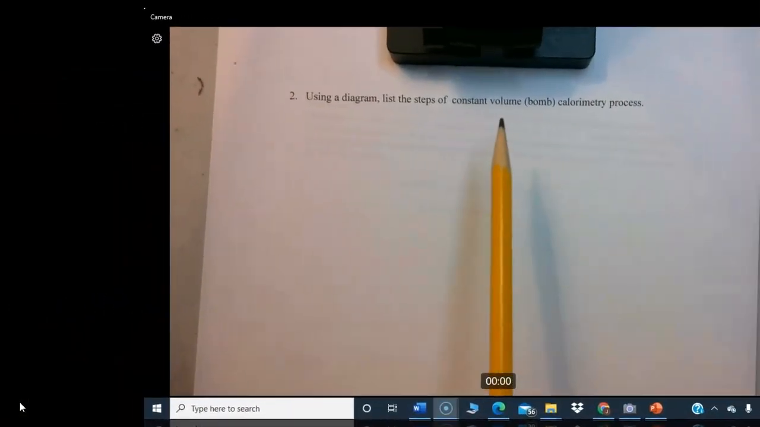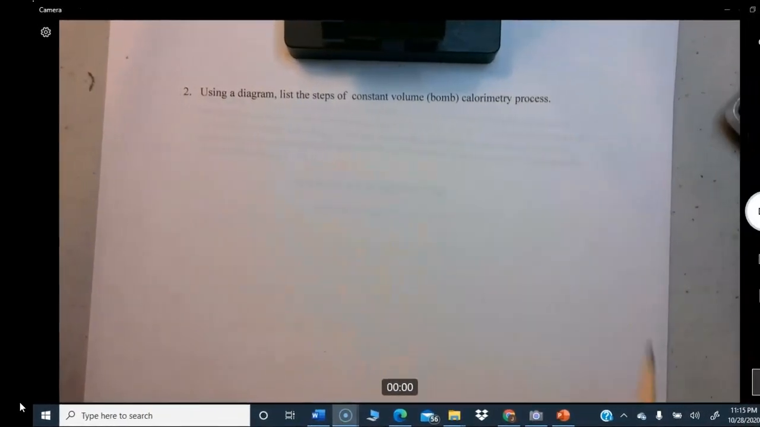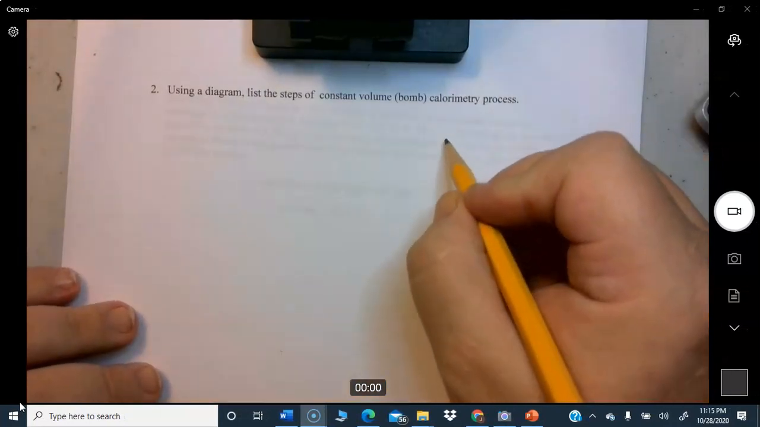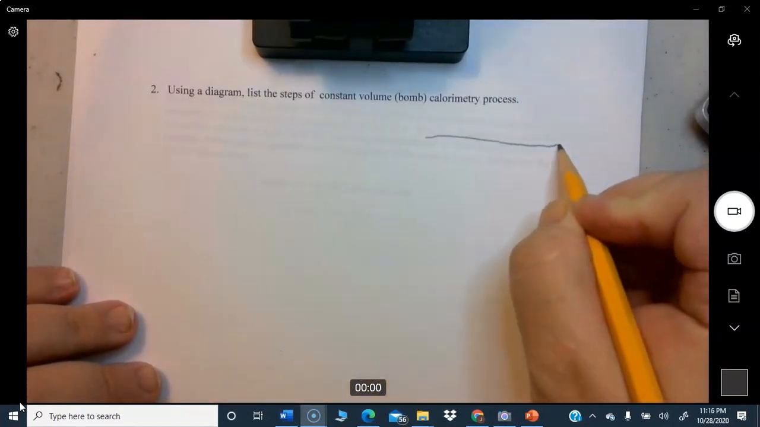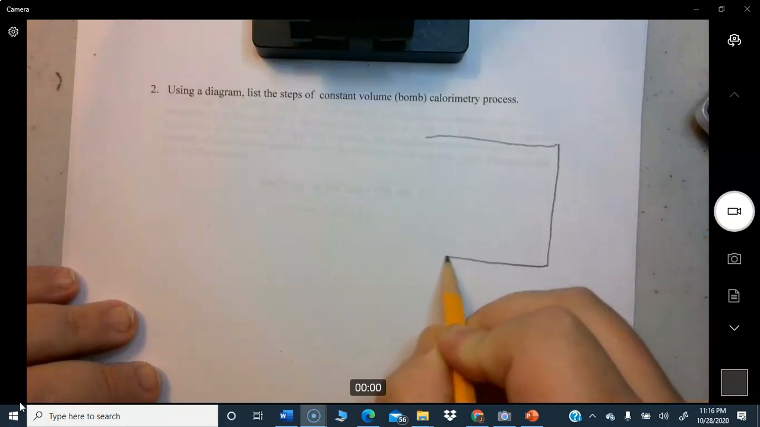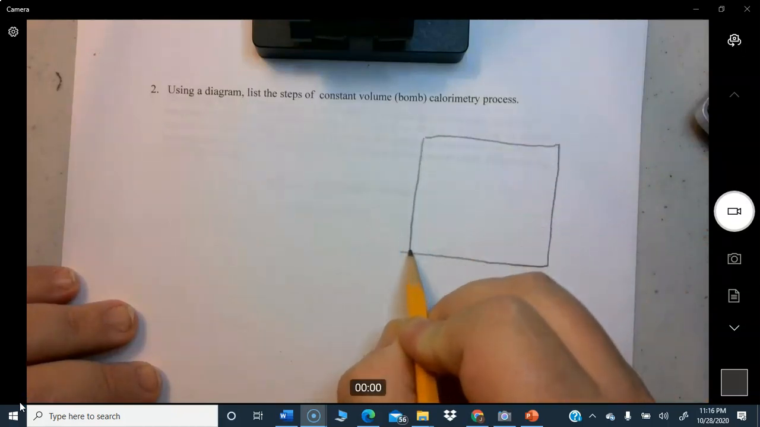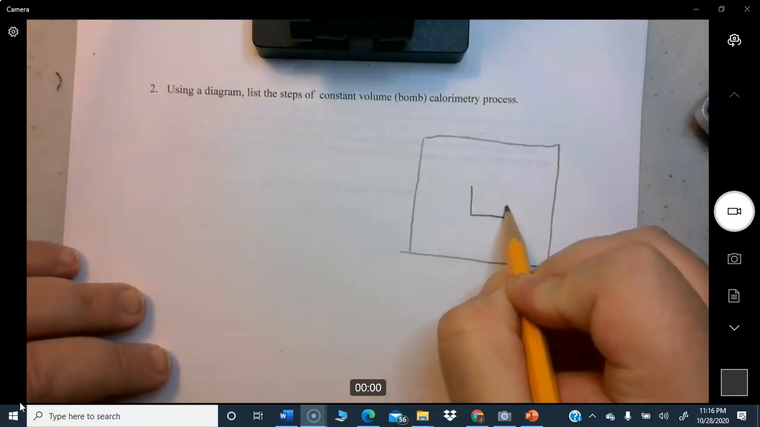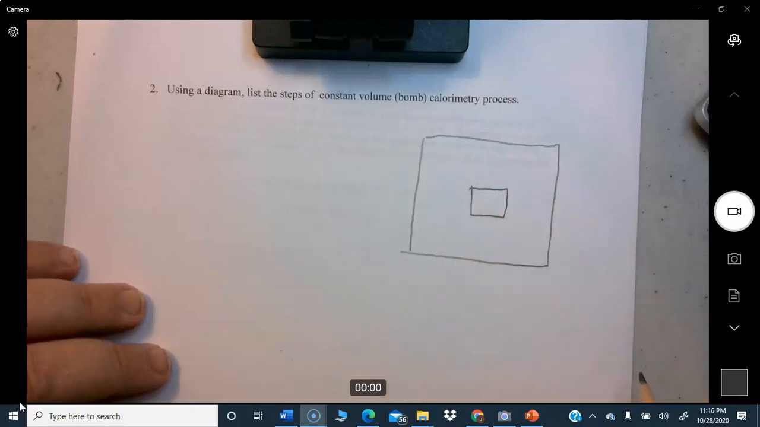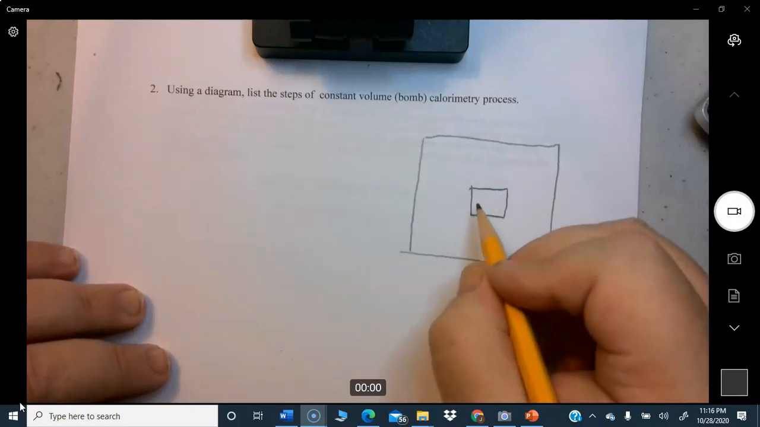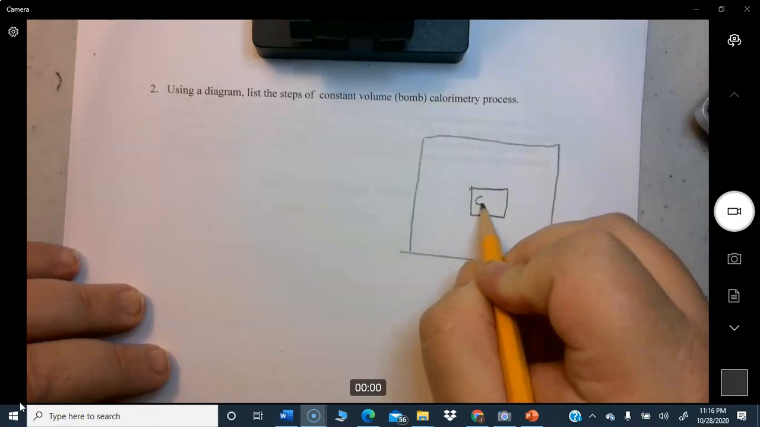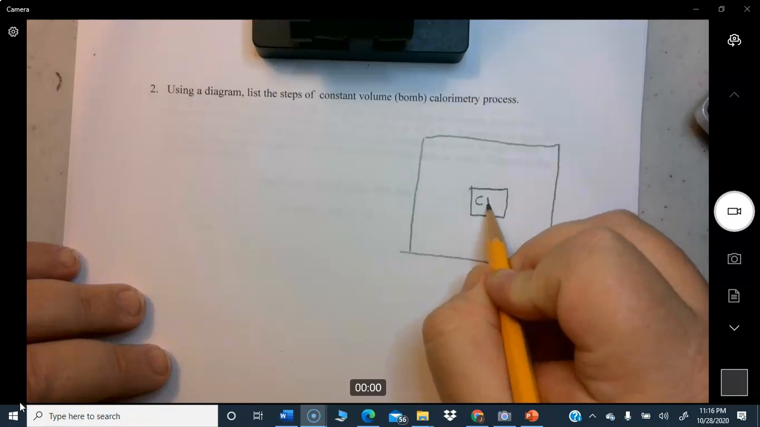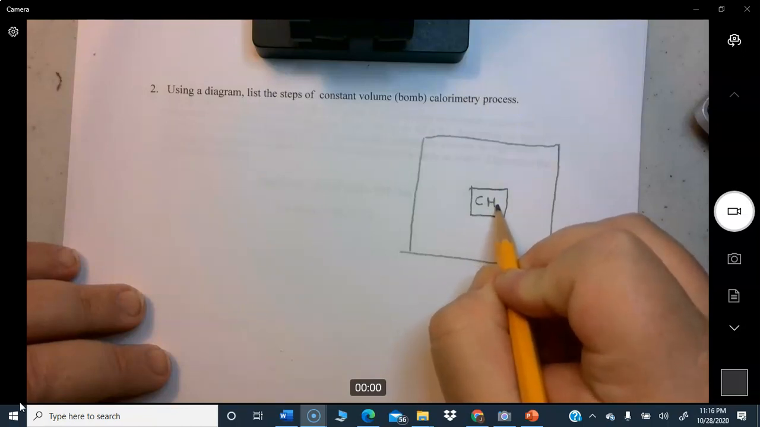Using a diagram, list the steps of constant volume bomb calorimetry. So let's go ahead and we're going to draw that. It's a little more sophisticated device. First of all, it's a closed container. And inside is a smaller container. And inside of this, you could have some sort of volatile substance, a hydrocarbon. We'll just use the simplest one, CH4, but it could be anything.